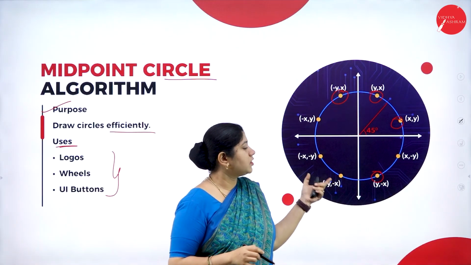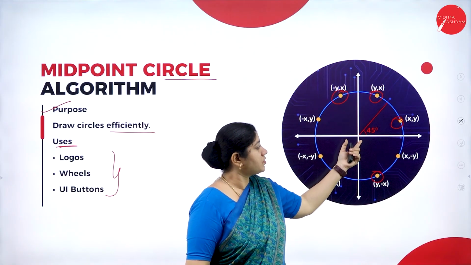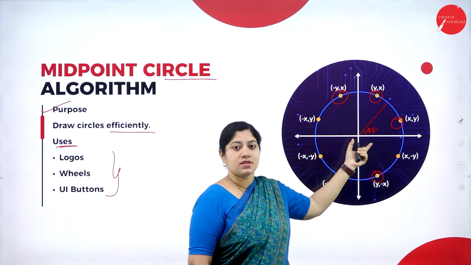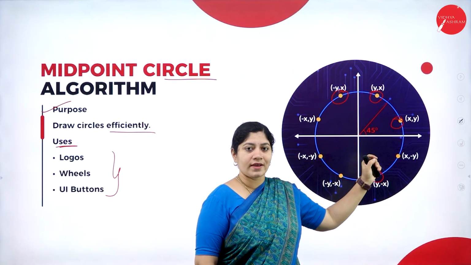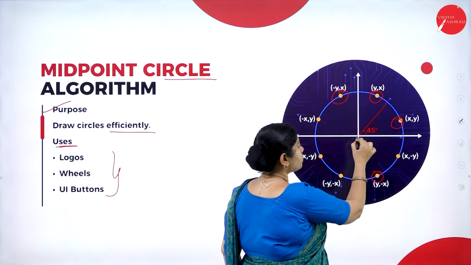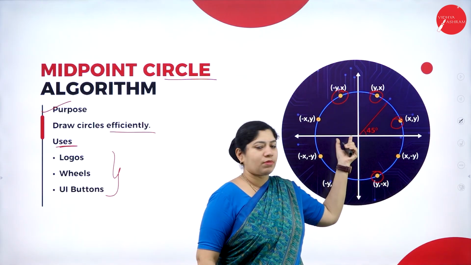All right, so this is a midpoint circle. Why is this midpoint circle? Because the angle that is considered from the center will be a 45-degree angle, and all these points are considered from the center part only.